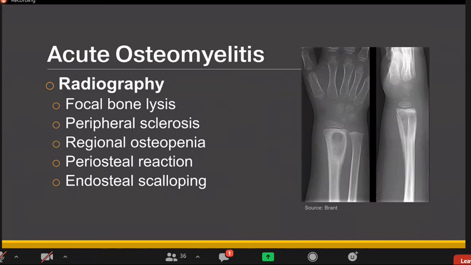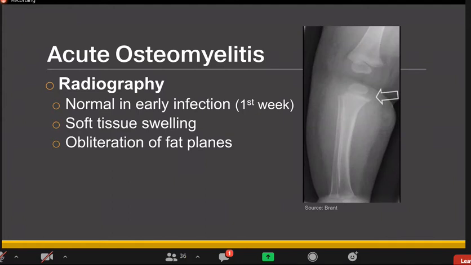Radiography in osteomyelitis could show a sharply delineated lucent lesion, such as in this case, in the distal radius. You can have focal bone lysis, peripheral sclerosis, regional osteopenia, periosteal reaction, and endosteal scalloping, but usually these occur later in the course of the disease. And early on, it can be difficult to distinguish osteomyelitis on a conventional radiograph.